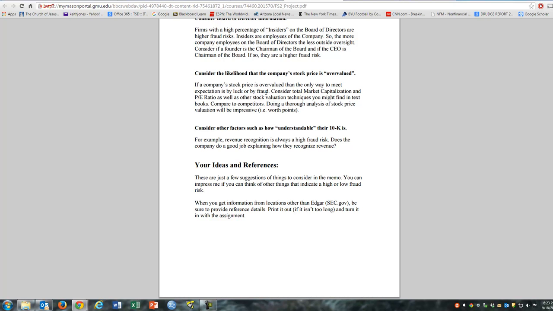I mean, it could be that they don't have any of these factors, and you think that the fraud risk is actually low at the company. So the main thing is that you provide a conclusion and you support that conclusion. And if there's any other items that you think are useful, you can include those.